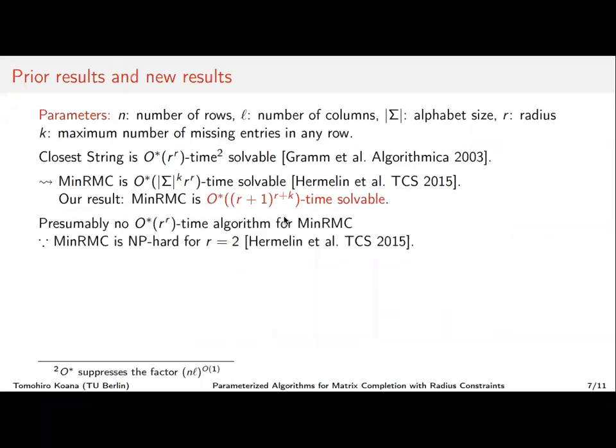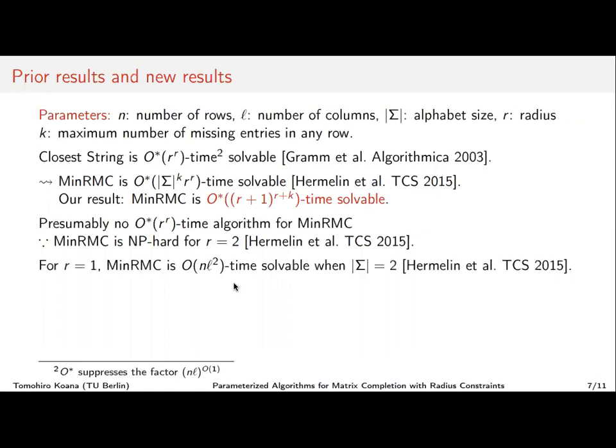This R to the R plus k, and this plus k in particular, is probably inevitable, because minimum radius matrix completion is NP-hard even if R is equal to 2. This is kind of surprising because closest string is polynomial-time solvable for any constant R. So you might wonder, what about R equal to 1? It was already known that it can be solved in polynomial time for a binary alphabet. Actually, we show that it's linear-time solvable for any alphabet.